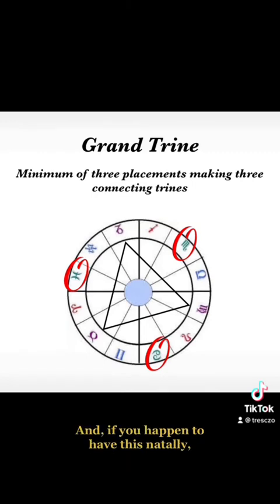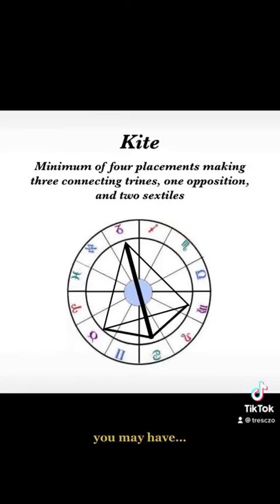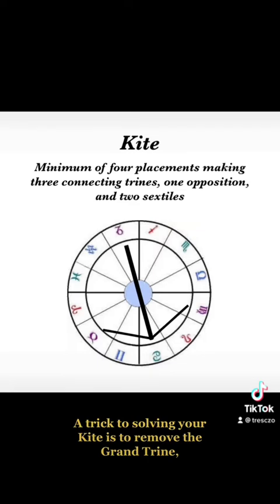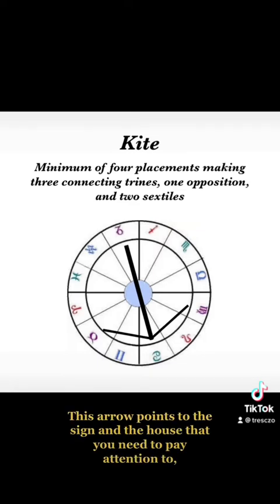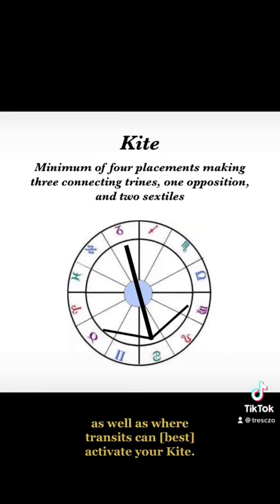And if you happen to have this natally, you may have a Kite, which is a minimum of 4 placements making 3 connecting trines, each 120 degrees, 1 opposition being 180 degrees, and 2 sextiles being 60 degrees. A trick to solving your Kite is to remove the Grand Trine, thus leaving you with an arrow. This arrow points to the sign in the house that you need to pay attention to, as well as where transits can activate your Kite.